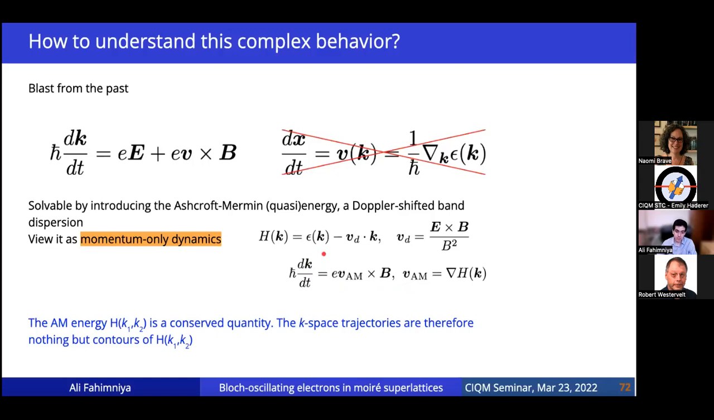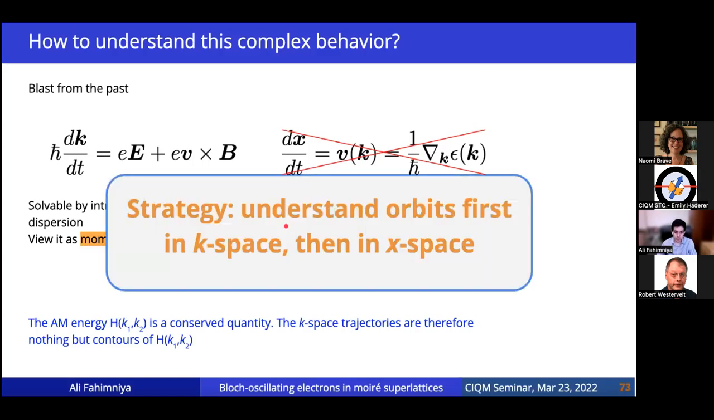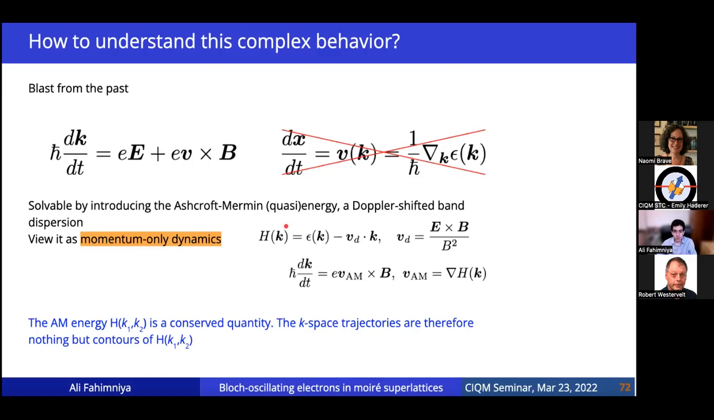This dynamics tells us that the Ashcroft and Mermin quasi-energy is a conserved quantity, very similar to the band energy being conserved under an applied magnetic field. And this conserved quantity, this constant of motion, means that in the momentum space, the trajectories are going to be such that they will go along the contours of this Ashcroft and Mermin quasi-energy.